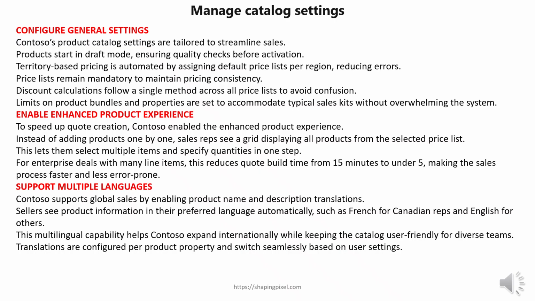Support multiple languages. Contoso supports global sales by enabling product name and description translations. Sellers see product information in their preferred language automatically, such as French for Canadian reps and English for others. This multilingual capability helps Contoso expand internationally while keeping the catalog user-friendly for diverse teams. Translations are configured per product property and switch seamlessly based on user settings.